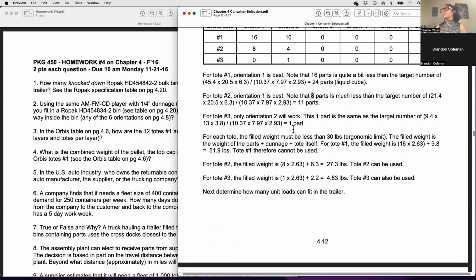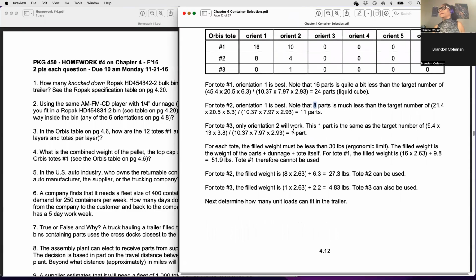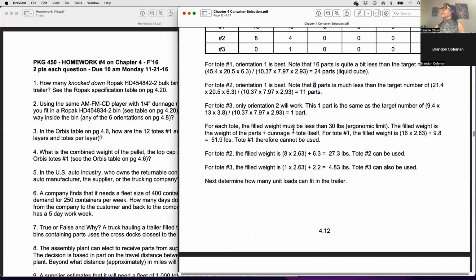You only have one orientation. We already talked about this. This is the part where you get one part in there. So that's really it. So you can look at the different ones and say, okay, am I going to use a tote? Maybe, maybe not. If I do decide to use the tote for any reason, again, why would I use a tote in this scenario? Because maybe there's not enough room on the line.